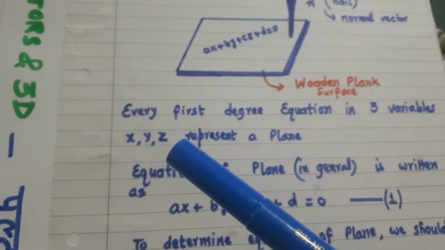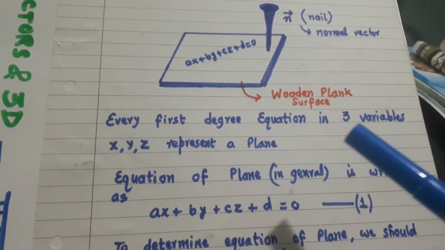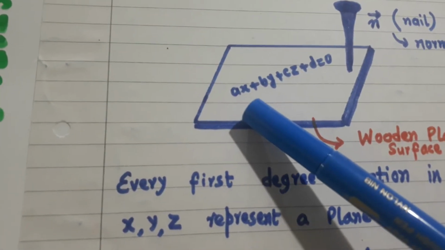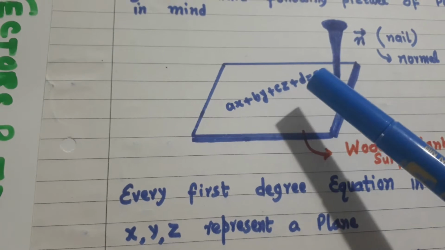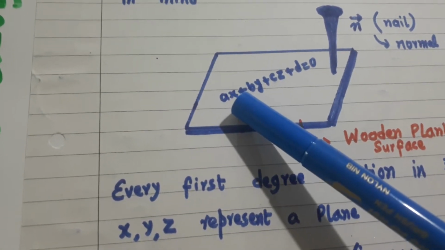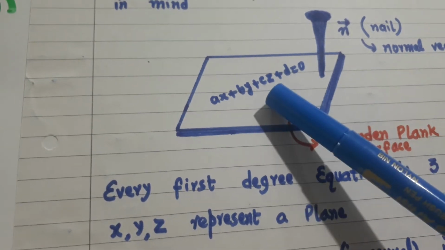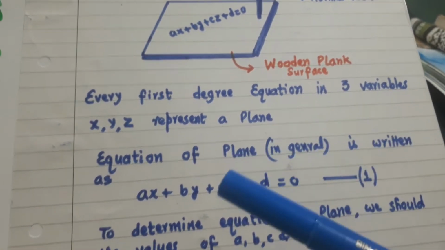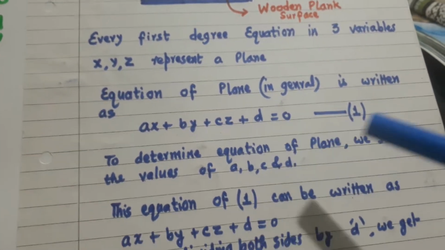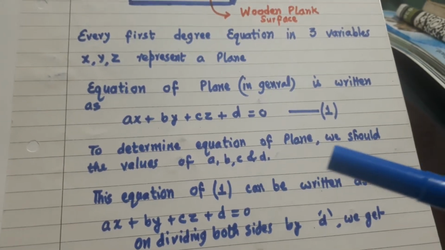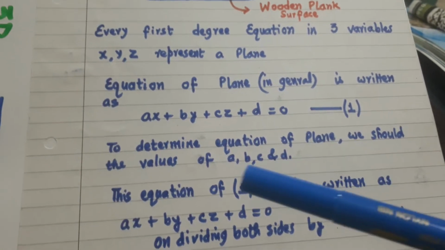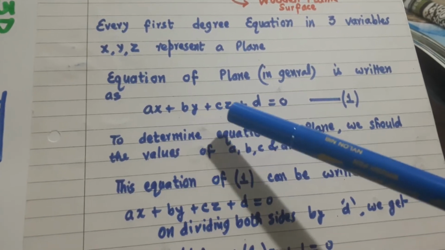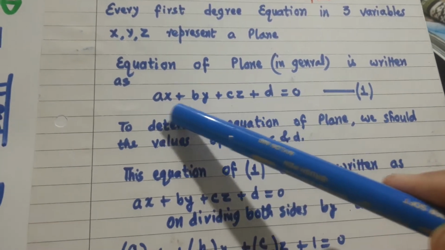Now look here. Every first degree equation in three variables x, y, z is a plane. Look here. AX plus BY plus CZ plus D equal to 0. Degree of x is 1, degree of y is 1, degree of z is 1. So it is a 1 degree, that is, it is linear. So equation of plane is written as this. Now to determine the equation of plane, we should have the values of a, b, c, d. अगर a, b, c, d पता लग गया तो हम इसकी इक्वेशन बना सकते हैं.